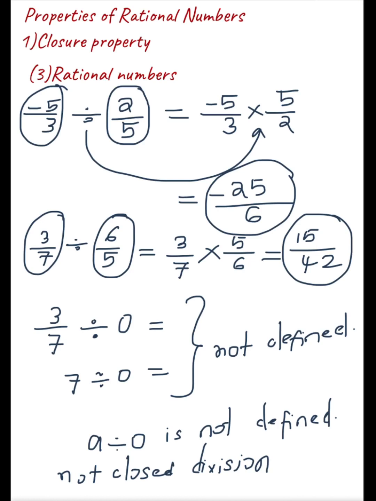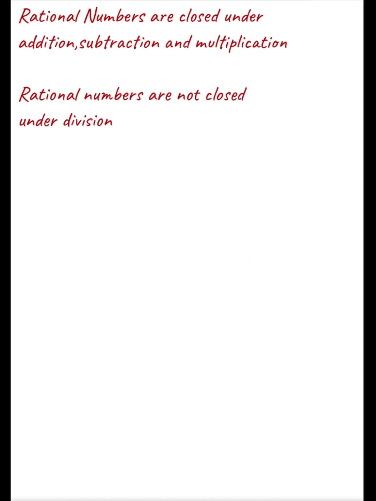But what is the case if we are dividing two rational numbers? Then the answer will not be a rational number in some cases. So you can say that rational numbers are not closed under division. Let's see the conclusions. Rational numbers are closed under addition, subtraction and multiplication, but rational numbers are not closed under division.